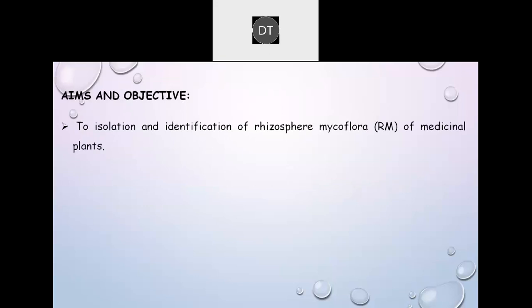Aims and objective of my research: isolation and identification of the rhizosphere microflora of selected medicinal plants on the basis of morphological characters, and identification of dominant species at the molecular level.